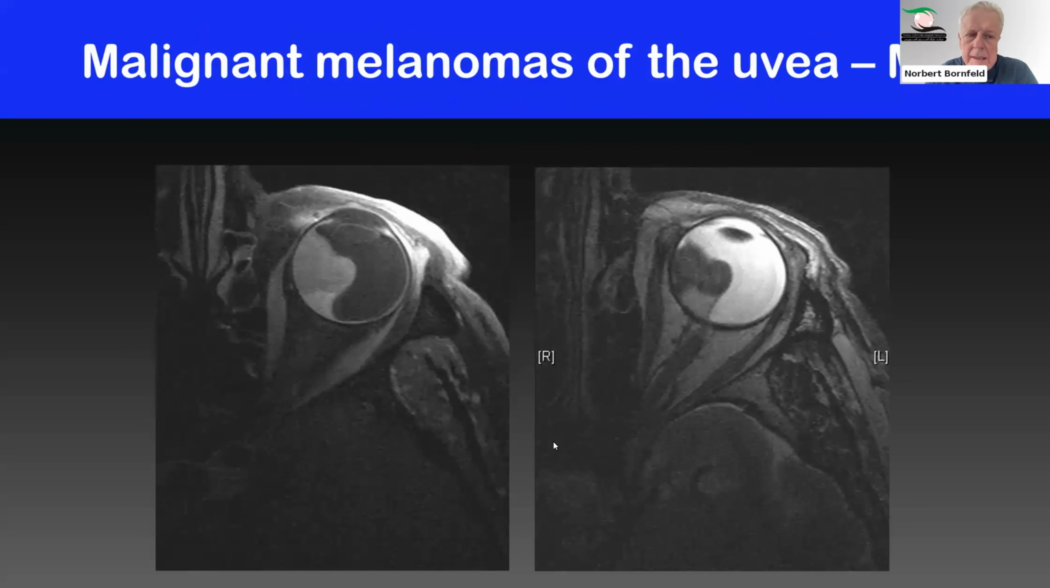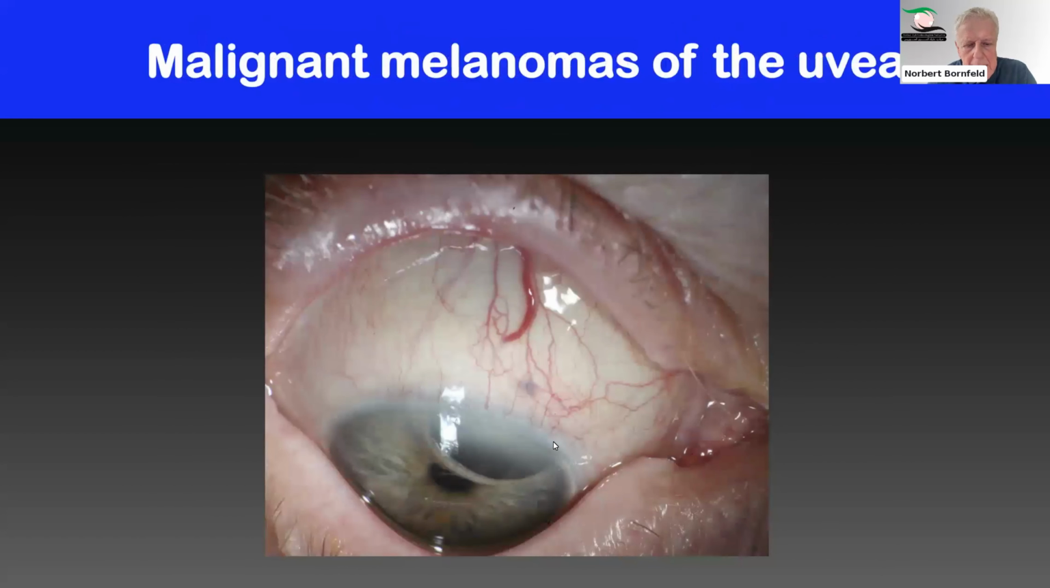MRI imaging is helpful. It's probably not needed as a routine, unless you plan to do any surgical treatment, but it's a typical appearance of the tumor in T1 and T2 weighted images, with a mushroom-shaped image.